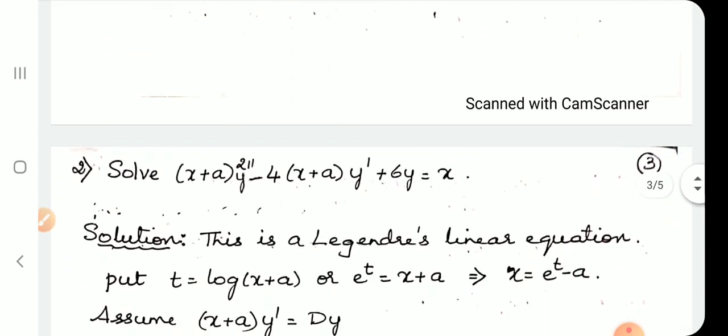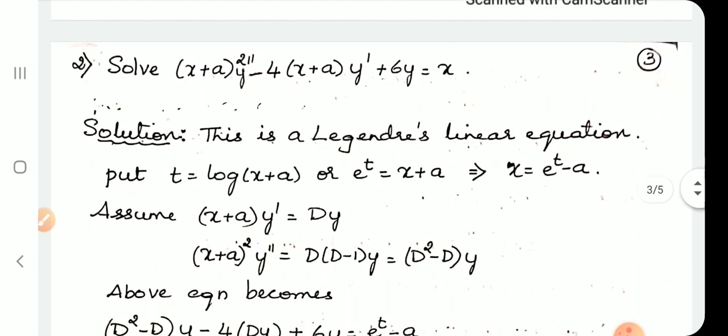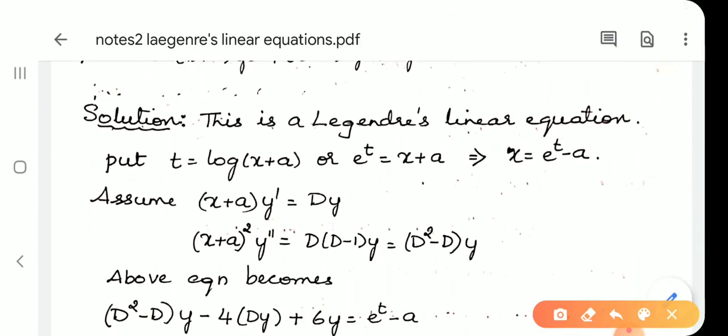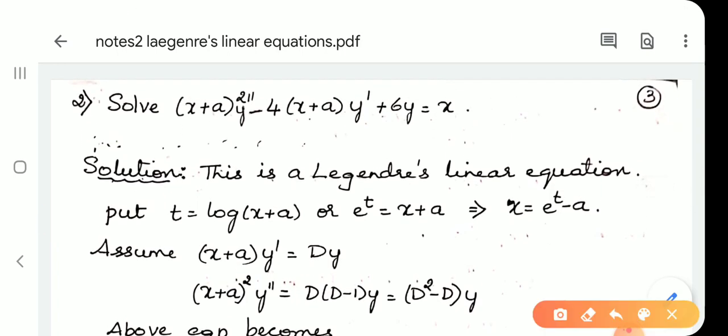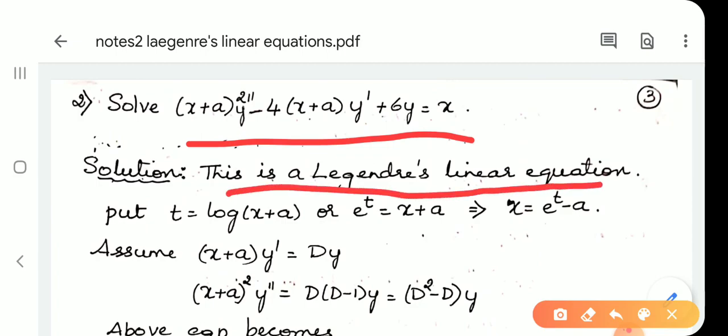Let us now see one more example. So the second question is: solve x plus a whole square into y double dash minus 4 into x plus a y dash plus 6y is equal to x. If I compare, this is a Legendre's linear differential equation. Hence we will put t is equal to log of ax plus b, where ax plus b is x plus a, or e power t is written as x plus a.